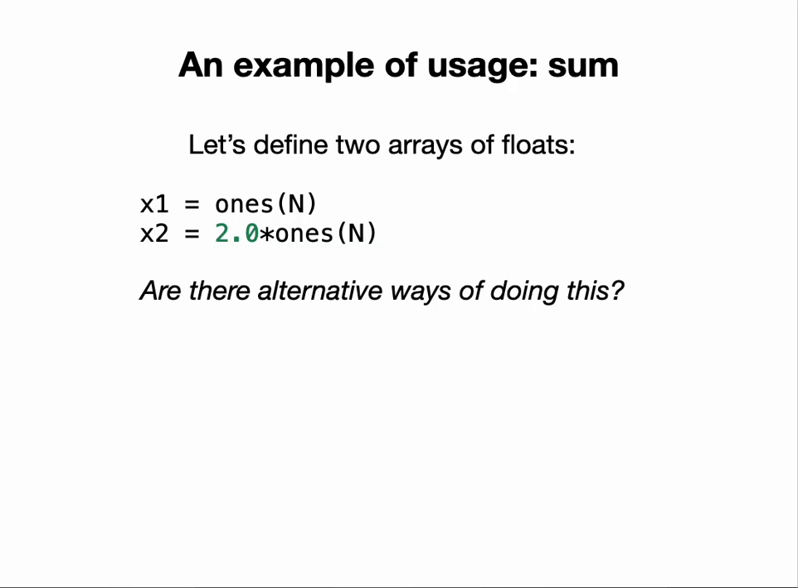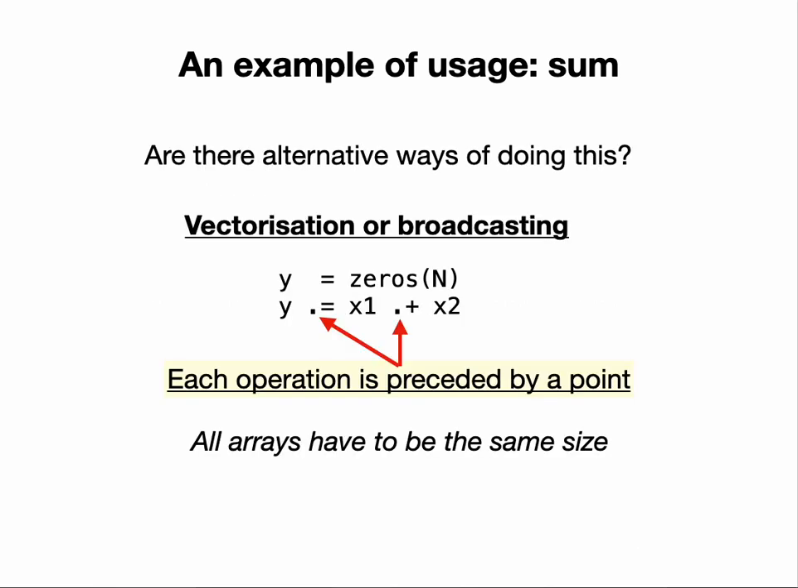So the question is, are there any alternative ways of doing this? And the answer is, of course, yes. We did use already some alternative way of computing this sum or any other kind of element-wise computation, and that's called vectorization or broadcasting. So again, the same operation can be done in only one line by vectorizing the sum. So again, you allocate the vector y if it's not done yet, and then you can make y dot equal x1 dot plus x2. So in this case, you write everything in one line.